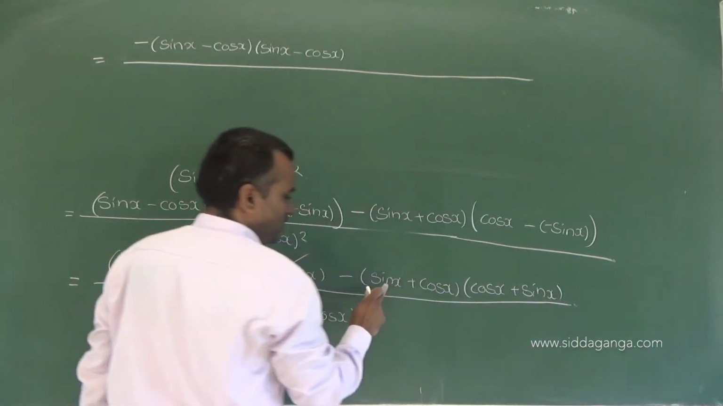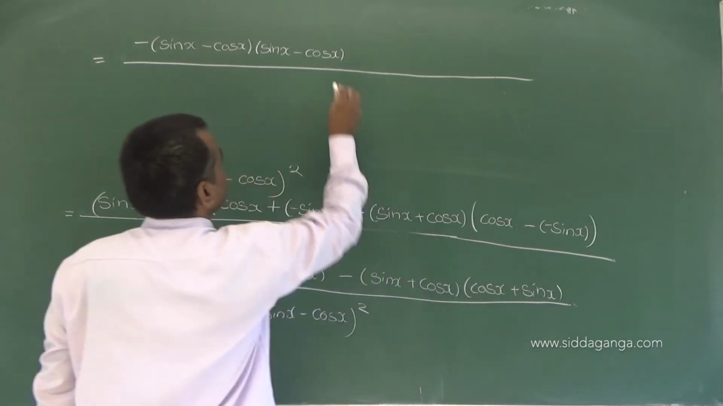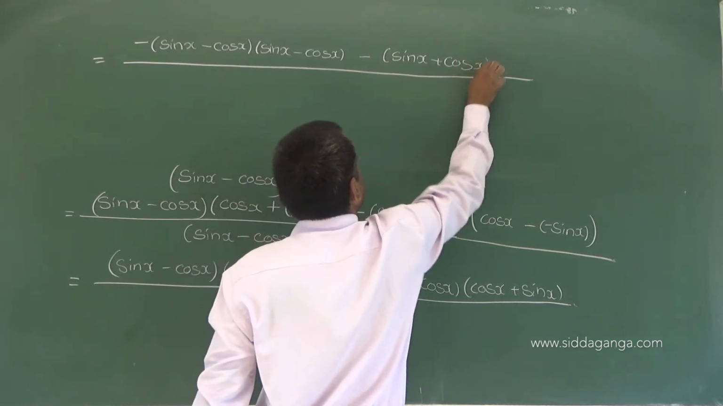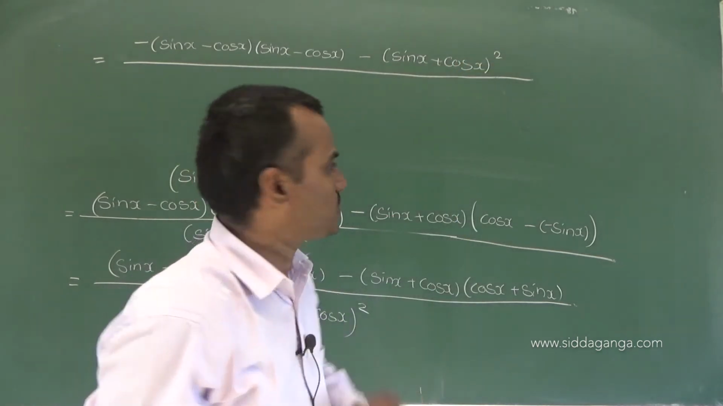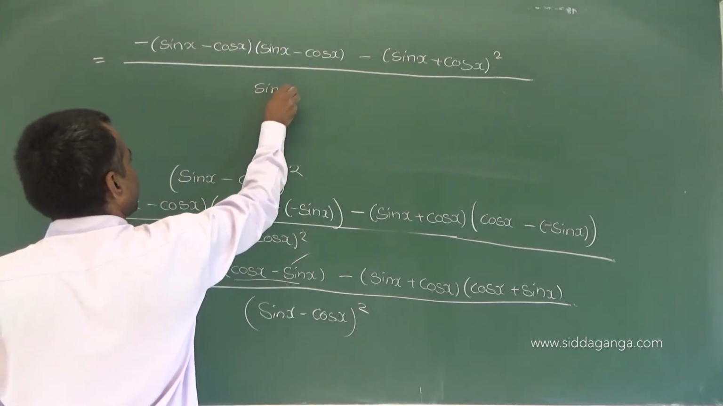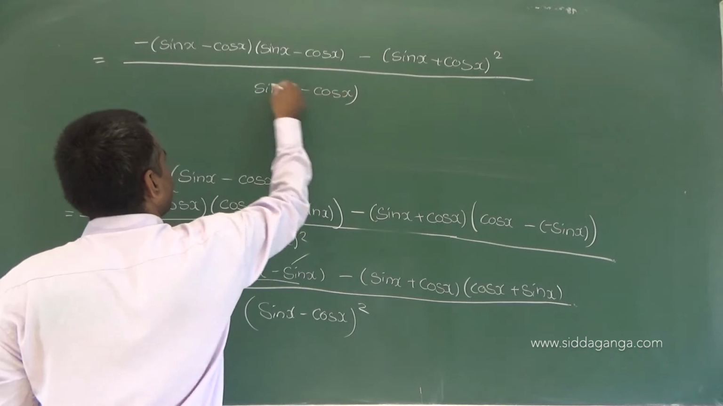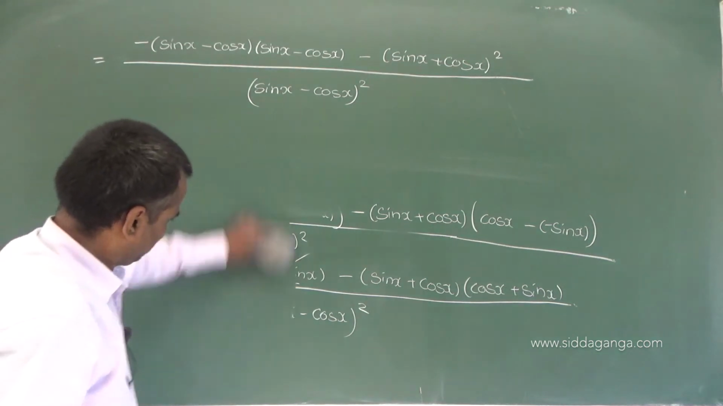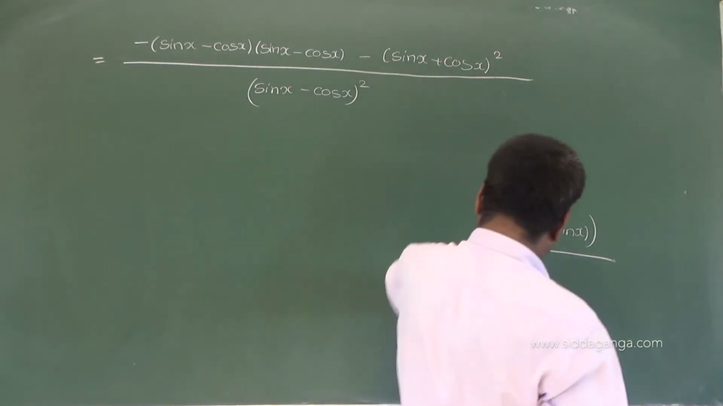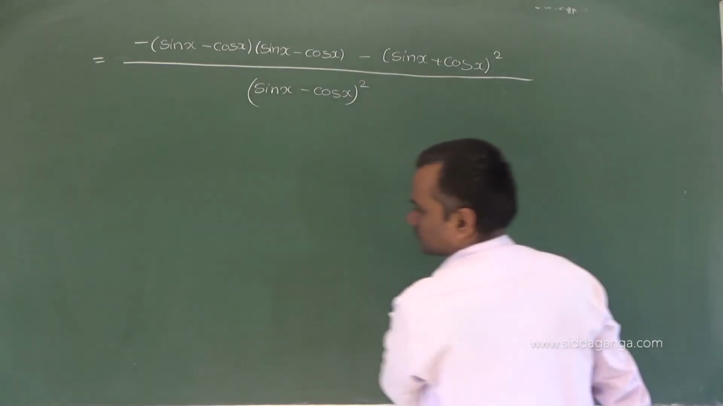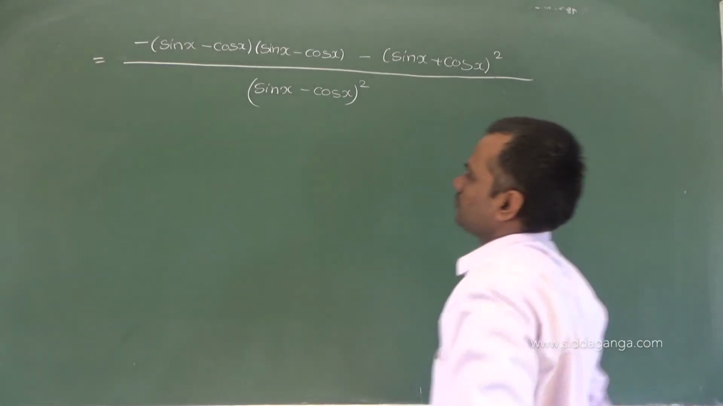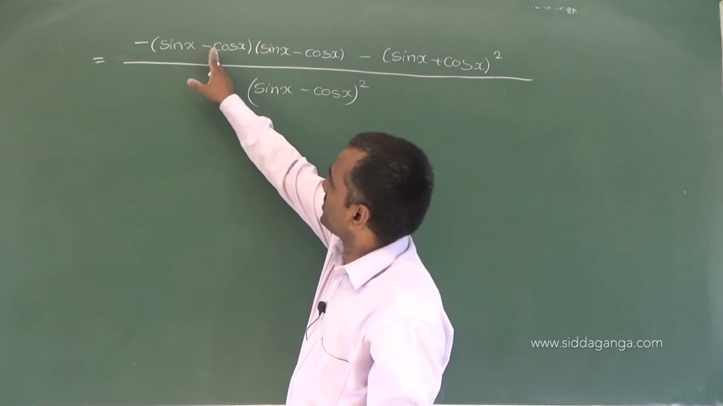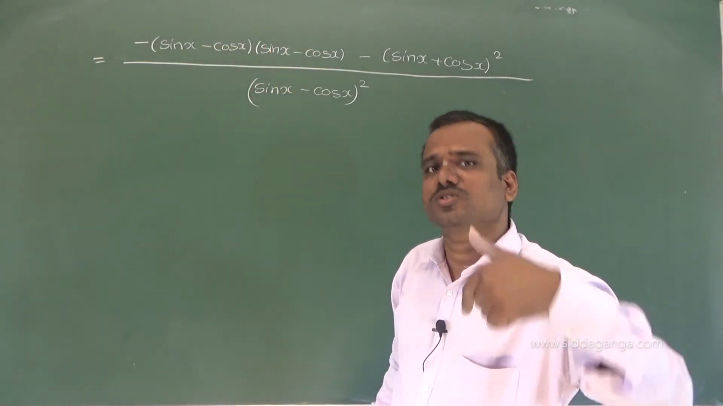This one. Observe here, sin x plus cos x, sin x plus cos x minus sin x plus cos x whole square. A into A is what? A square. Denominator, write as it is, sin x minus cos x whole square. Why did I take minus common? Observe here, sin x minus cos x, sin x minus cos x, sin x minus cos x whole square.